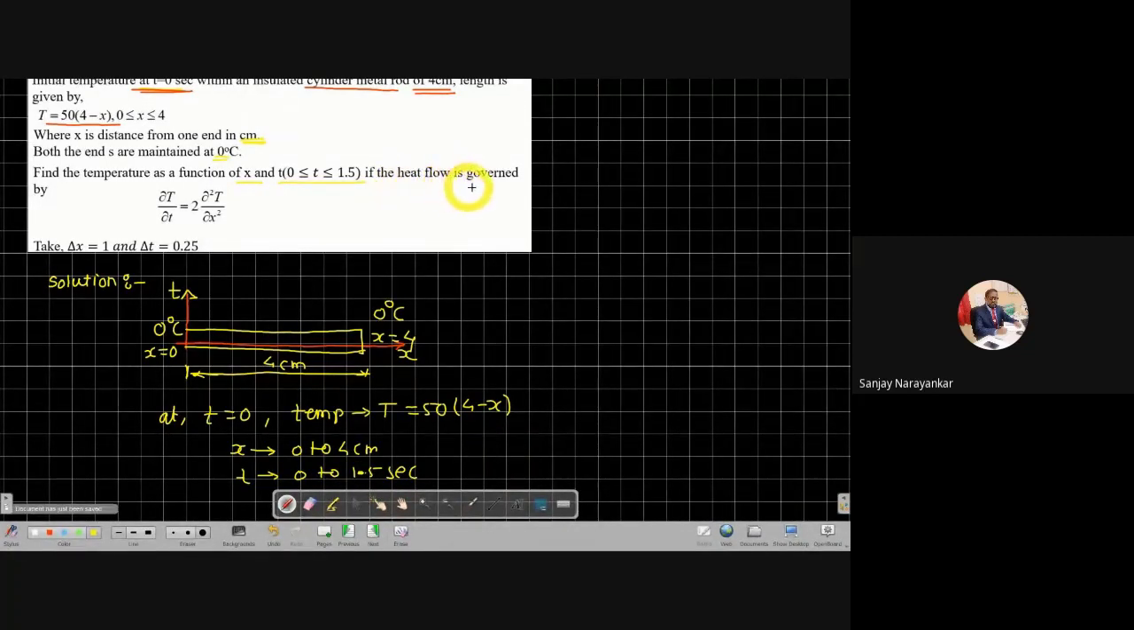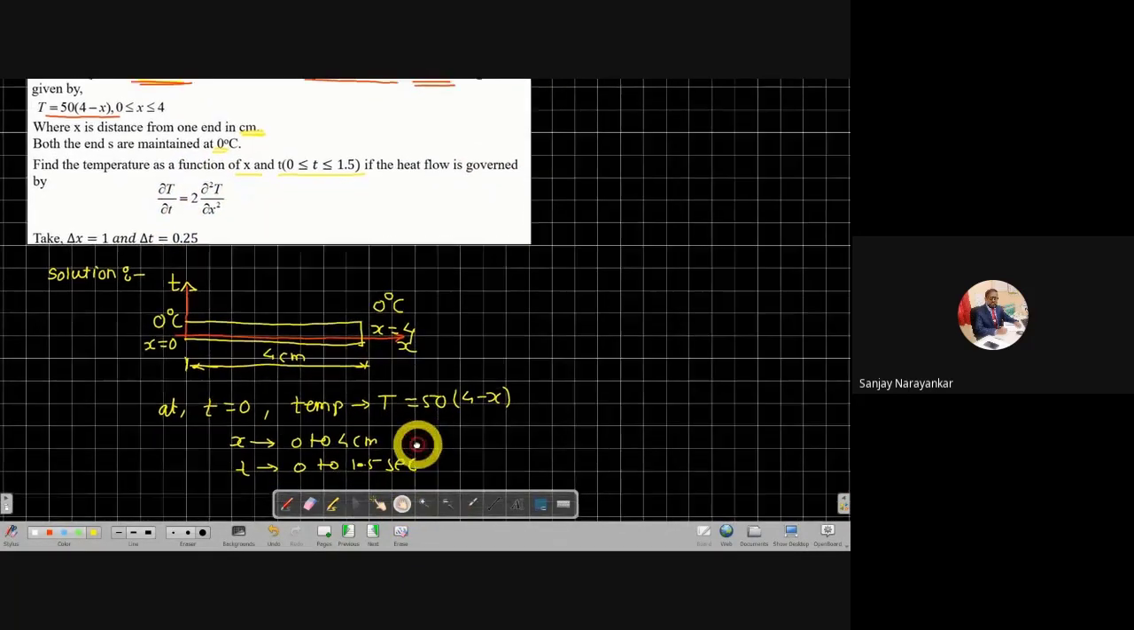If the heat flow is governed by this equation, tell me, students, what else do we have here? Sir, values of h and t. Now, just tell me the meaning of this one. The heat flow is governed by, means what? The equation is given. What's that equation?